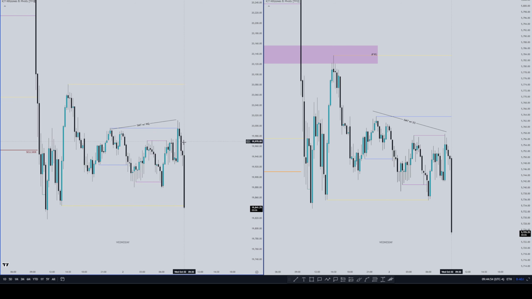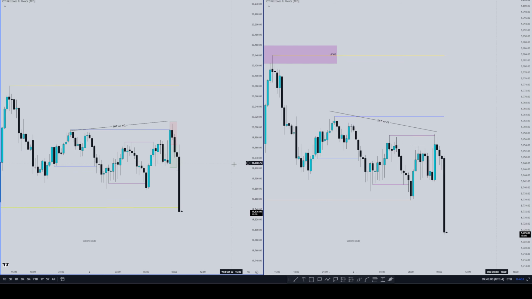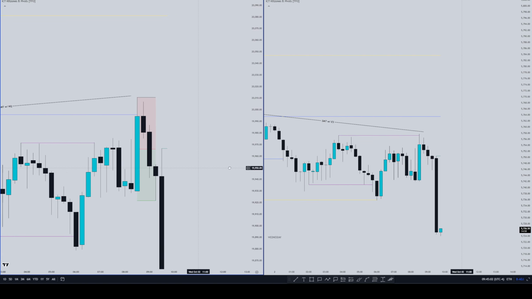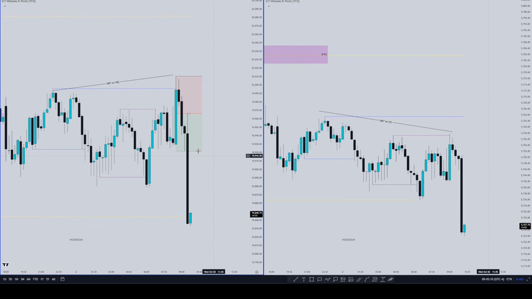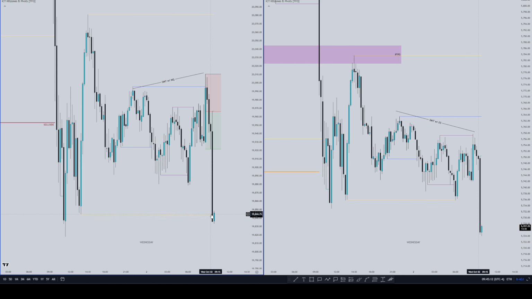So nice internal range premium down to sell side ERL, and you can see how perfectly we just touched premium there. So premium inefficiency on the 15, IRL to time-based ERL. Sell side liquidity here.